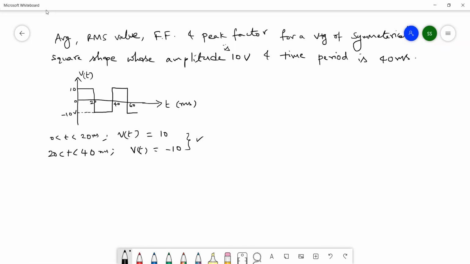Now you are very well aware of the formula of average value that we just did: 1 by T integral 0 to T of v of t dt. Here, what is the value of T? They mentioned symmetrical in the problem. Symmetrical in the sense the average value will be calculated for a half cycle.